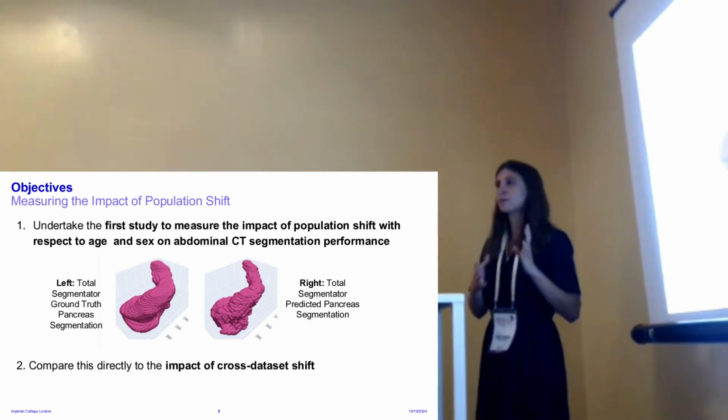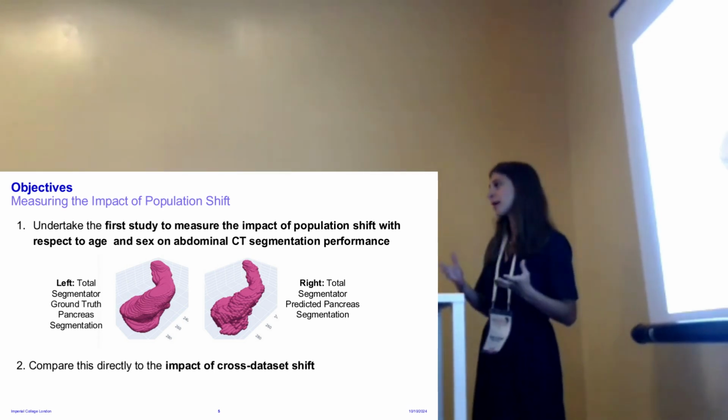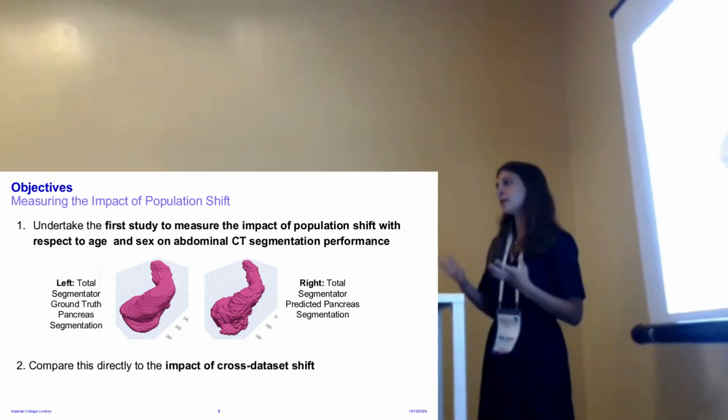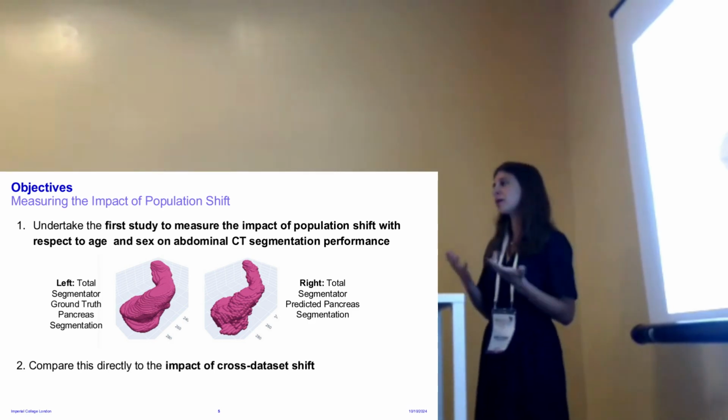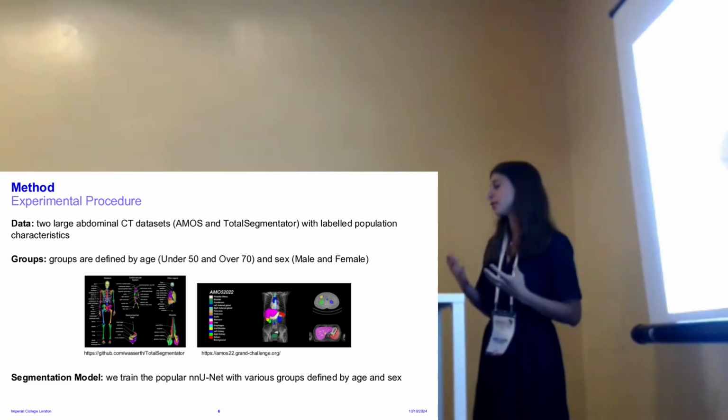And we also wanted to compare this impact, this population shift impact, to the impact of a cross-data set shift as a kind of benchmark, because this is a very common and considered quite severe form of domain shift.